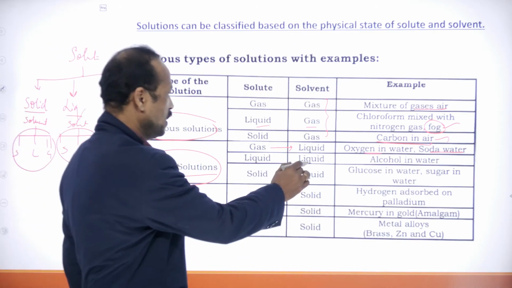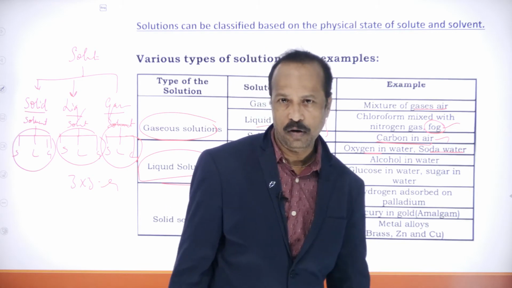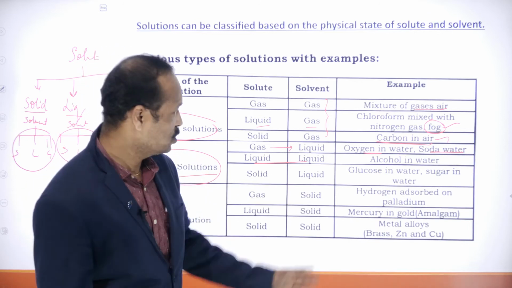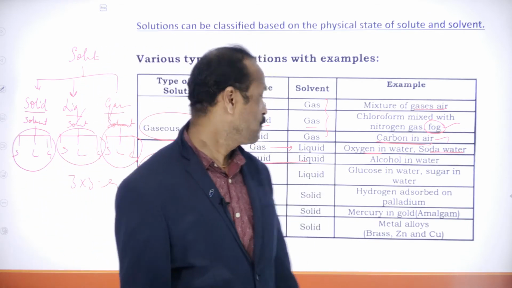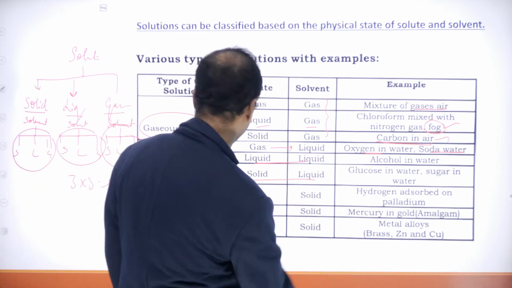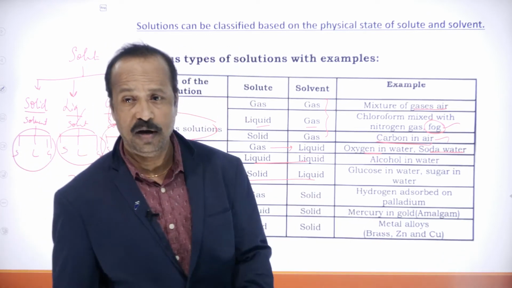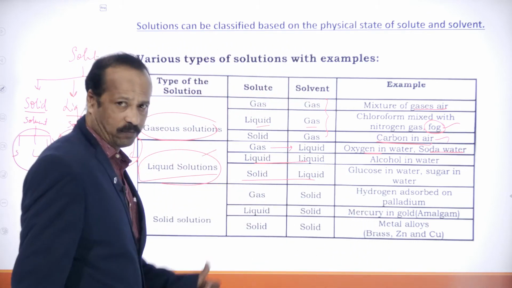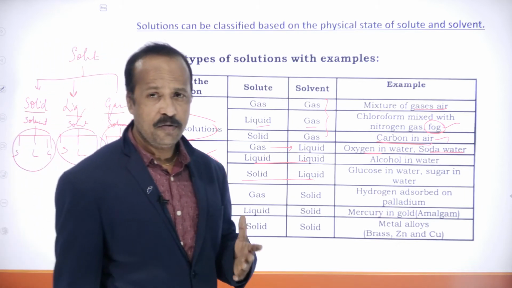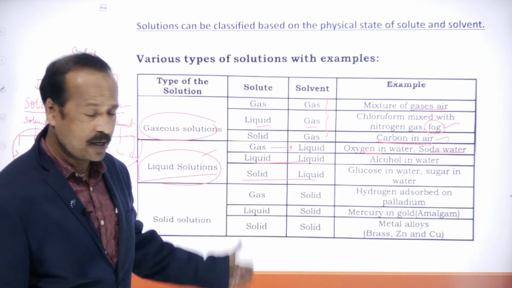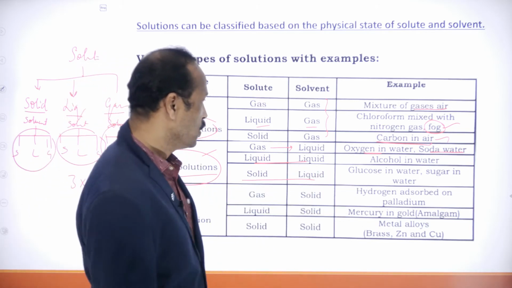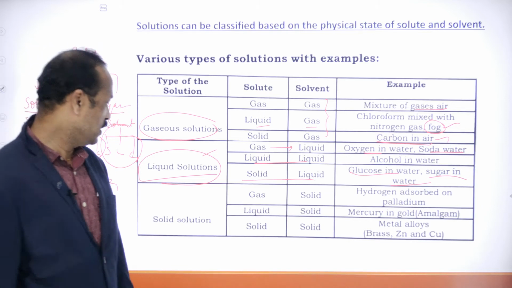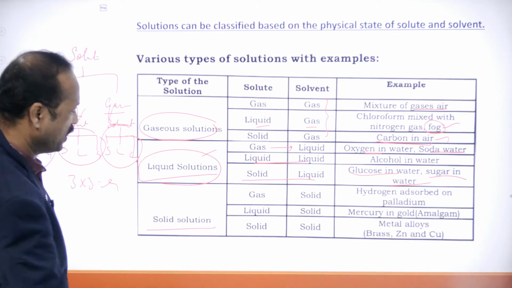Then come to liquid in liquid. So alcohol in water, or you can take milk in water, something like this. So these are so many examples of liquid in liquid, right? Then come to solid in liquid. This we just discussed now: salt and water. Salt is solid and water is liquid. These solutions we can see more often. In this chapter also mostly we are discussing this type of solution only. So these are called liquid solutions. Glucose in water, sugar in water, salt in water, all these we can give as examples for liquid solutions.